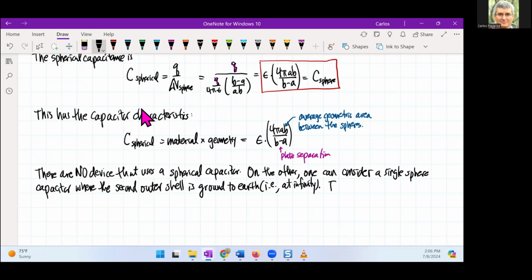So for electronics, this is of no practical value.